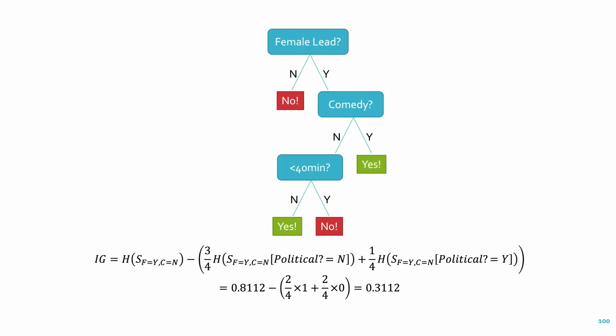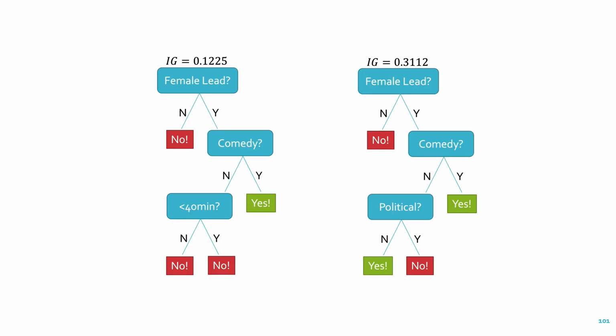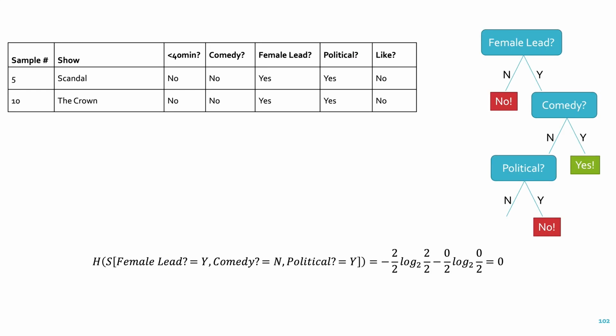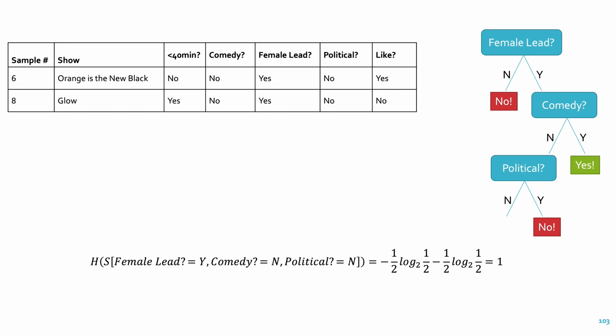Looking at our 2 options for feature splits at this point, we choose to split on political because it has the highest information gain. Remember that when political equals yes, we have 2 samples, both of which are labeled no. We can have the model predict no here and be done. On the other side, when political equals no, we have an entropy of 1. We only have 1 feature left to split on, and that's less than 40 minutes. So we split on that.